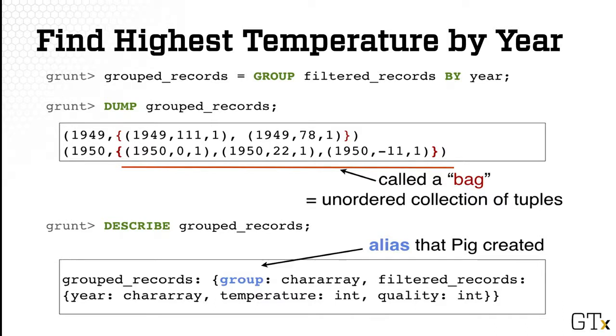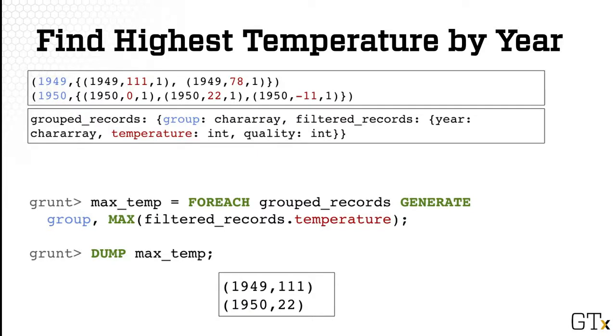Now if we use the describe command to see the schema of grouped records, we will see that the year at the beginning of each line is given a special name called group, which is an alias for year that Pig has created for you. Now we'll see how the year alias can be used.